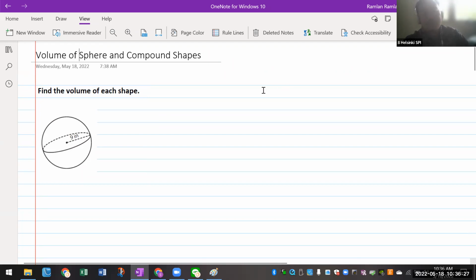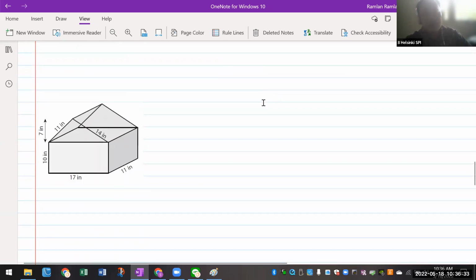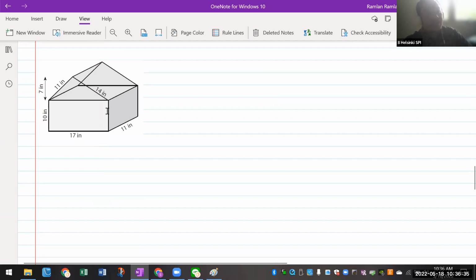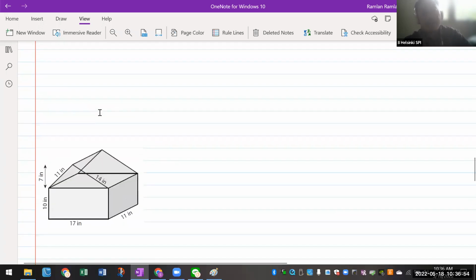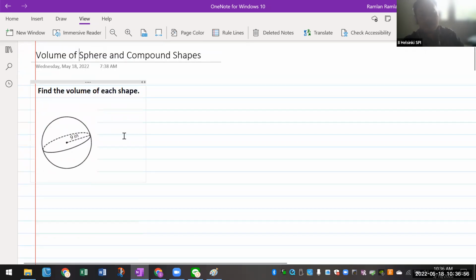Compound shape means that you have basic shapes and you put them all together. For example, this one over here is a three-dimensional shape, but it is compound because we have more than one basic three-dimensional shape combined together. This has the same concept as the area of compound shapes when you learned two-dimensional shapes in grade 7. Okay, so let's just start.